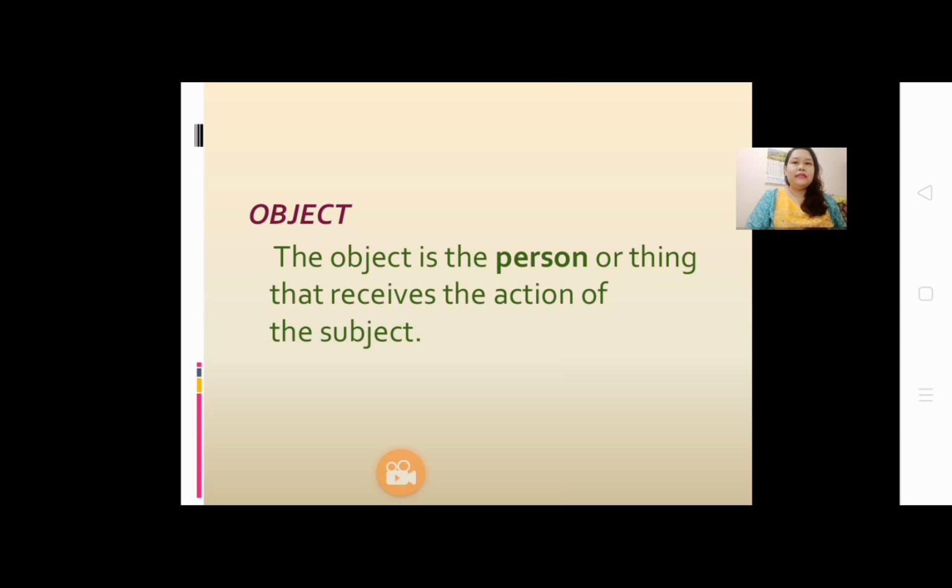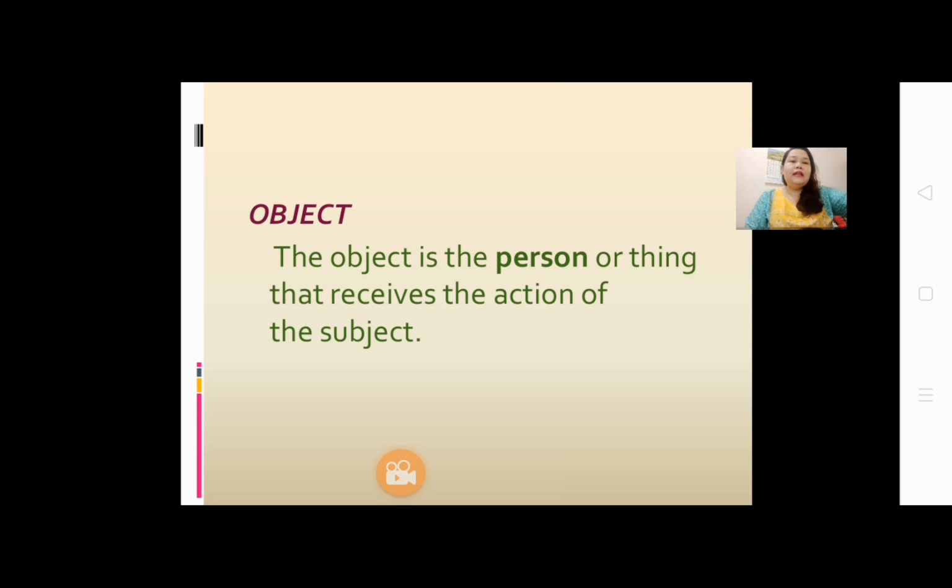Now, we have covered subject and predicate and I hope that's clear to everyone. Now, let's see what is object. Children, in addition to subject and predicate, there is one more element which completes the sentence and that is object. The object is the person or thing that receives the action of the subject. Here, instead of performing an action, the object receives the action done by the subject. Remember that object also functions as a noun or pronoun and it always comes after the verb.